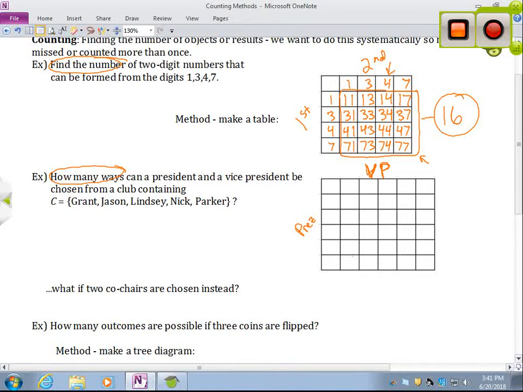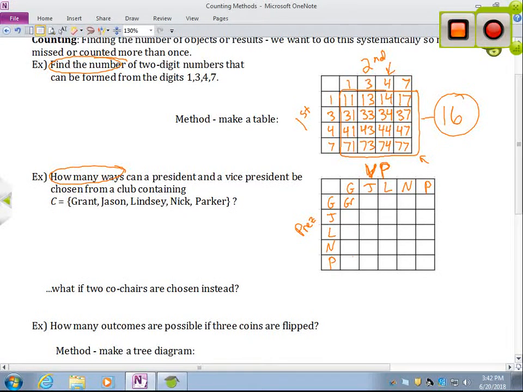I'm also going to abbreviate. Conveniently, none of these 5 people have the same first initial, and conveniently, they're already in alphabetical order. That was on purpose. So I'm going to use a G for Grant, J for Jason, L for Lindsay, N for Nick, and P for Parker. And the same thing here. Then, like I did up above, I'm going to pair them together as president and vice president combinations.